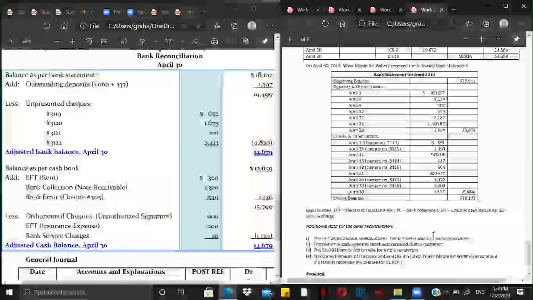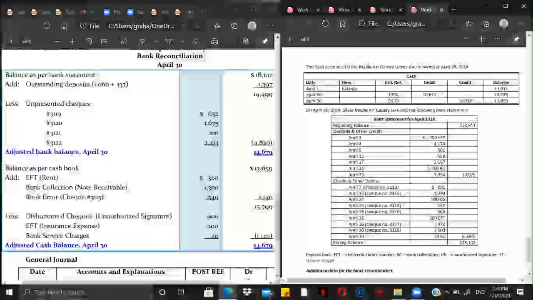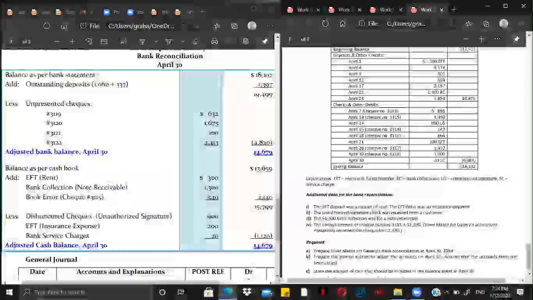So we're moving on to part 2. The unauthorized signature check was received from a customer. Here the key is telling you that US means unauthorized signature. So we're going to search for the unauthorized signature check. And another name for unauthorized check is dishonored check.